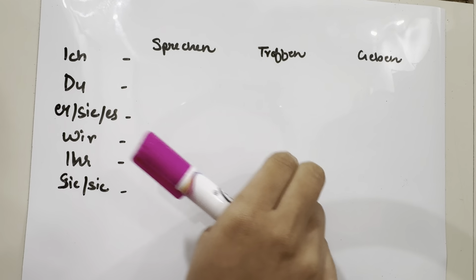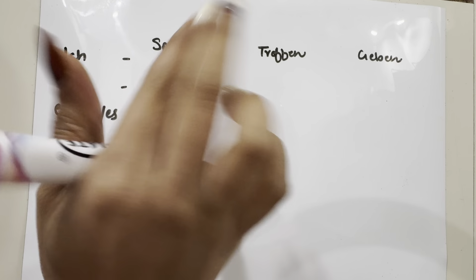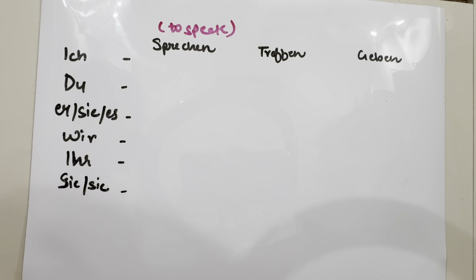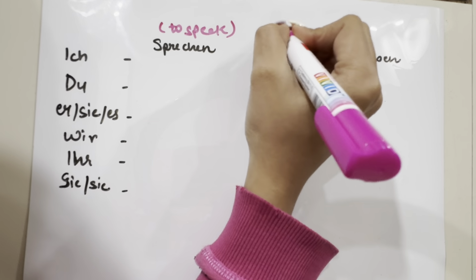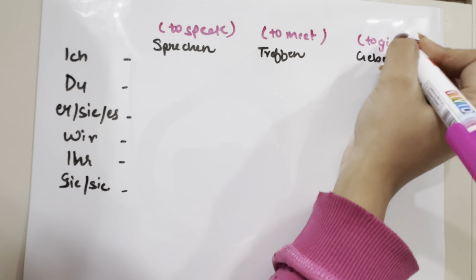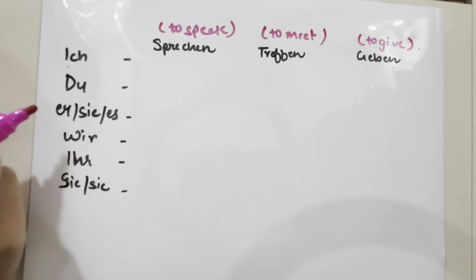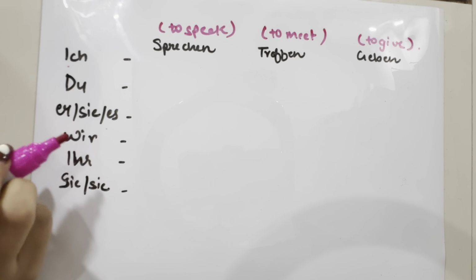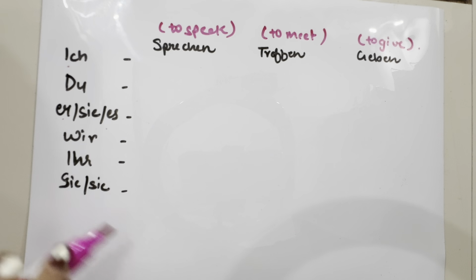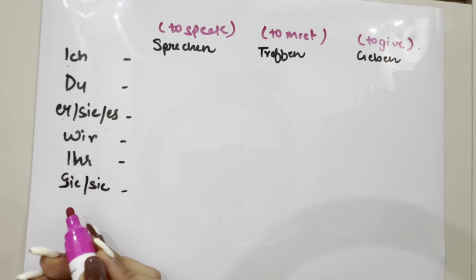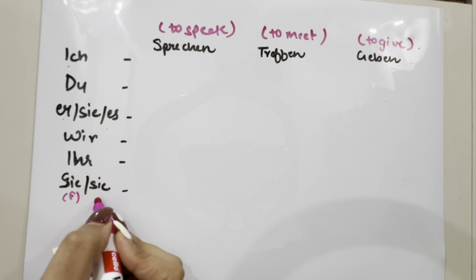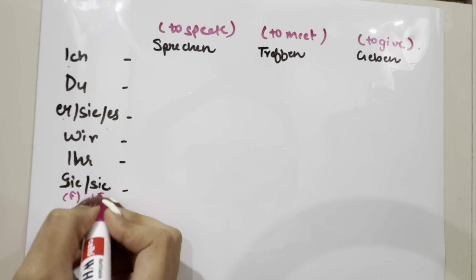These are the three words which we are going to learn first. Sprechen, which means to speak. Treffen, which means to meet. And geben, which means to give. Now we all know ich means I, du means you, er, sie, es means he, she, it, wir means we, ihr means again you all, and Sie with the capital S means you but formal, and sie with the small s in plural form means they.